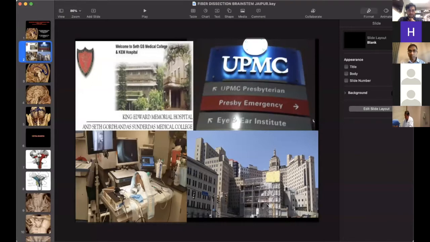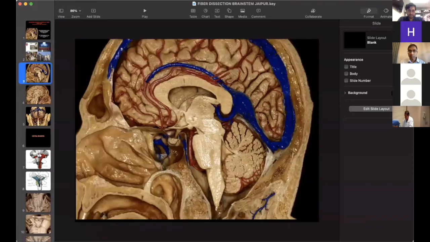Yes. Most of the section was done in the UPMC Pittsburgh, and some was in the KEM hospital in Mumbai. So brainstem, coming to the topic.